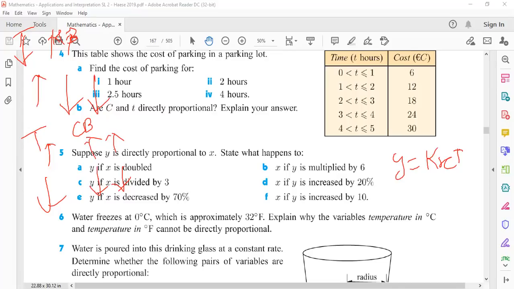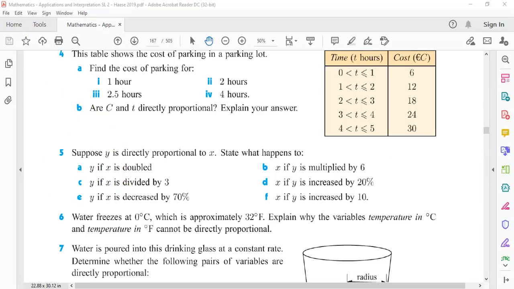But what about D now? Wouldn't it also increase by 20? Yeah, fine. So it's the same. And what is F? Y would, x would also increase by 10? Yeah.